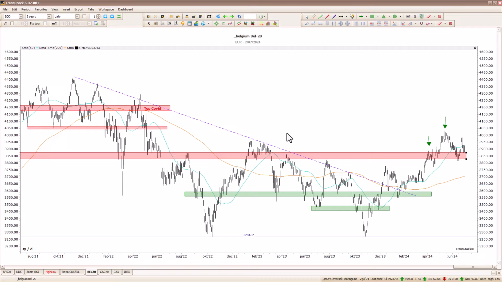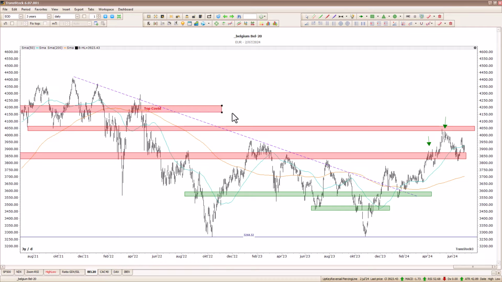This is logical because we have a lot of resistance around the 4,050 and here that 4,200 level, which is still the COVID top.